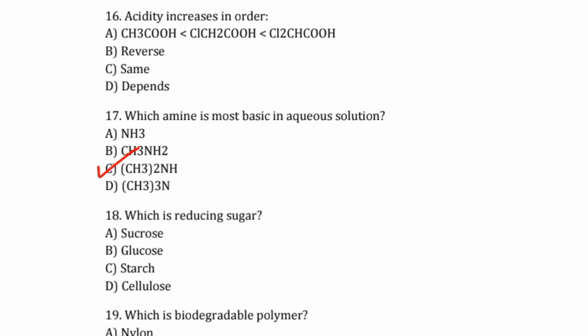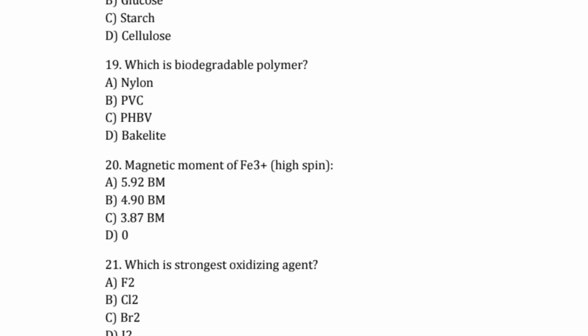Next, which is a reducing sugar? It is glucose that is our reducing sugar, right? Which is a biodegradable polymer? Here you have already studied, I think. So it is PHBV.